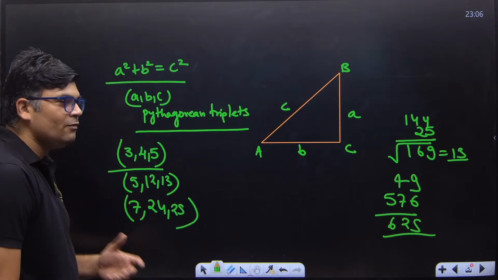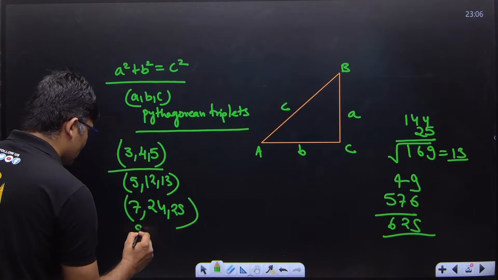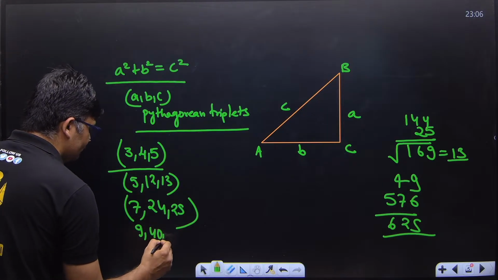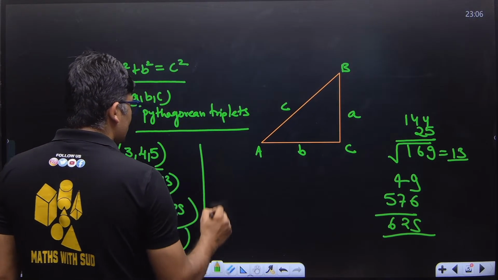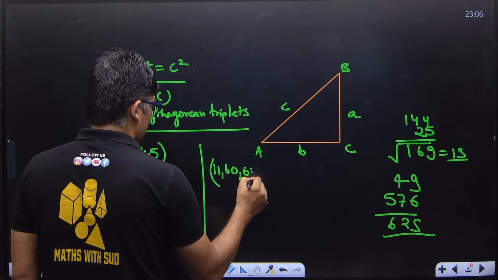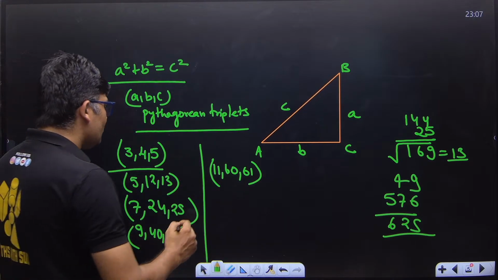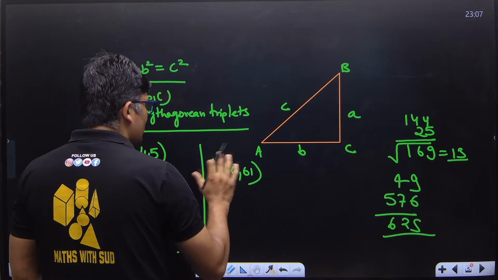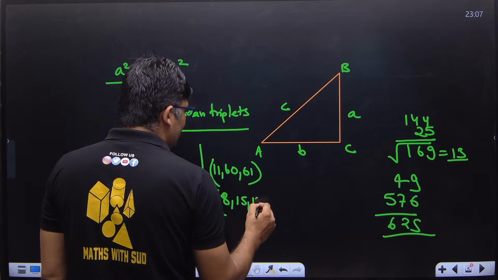So you must be well versed on this. Can you tell me the next one? 9. 40 and 41. Can you tell me the next one? 11. And there is one more apart from this league. We will learn this up to 11 only. So there is one more, 8, 15 and 17.